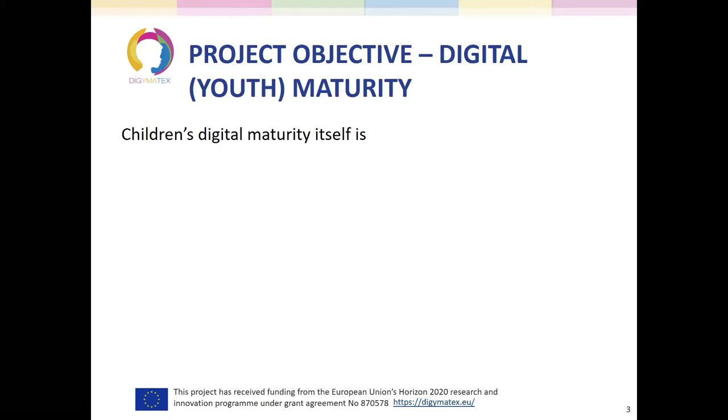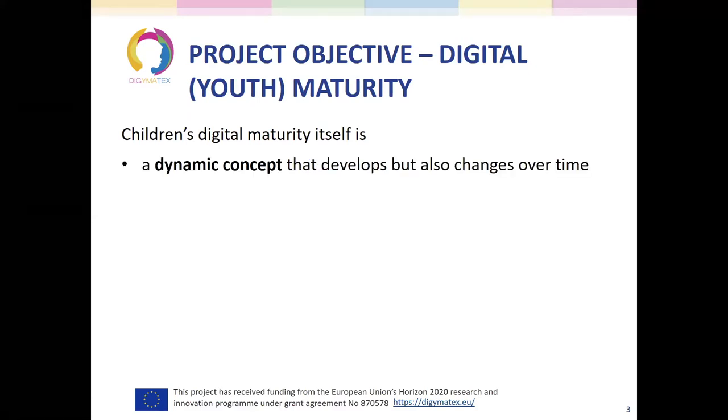We see children's digital maturity itself as a dynamic concept. It develops, but also changes over time. But it's not like a skill or a competence which increases by experience or by use. We see it not as a linear process, but as non-linear effects maybe happening. You might increase in something, and maturity can also decrease because you change from kindergarten to first class, or to high school, and maybe there are some bumps. So that's the idea of it.